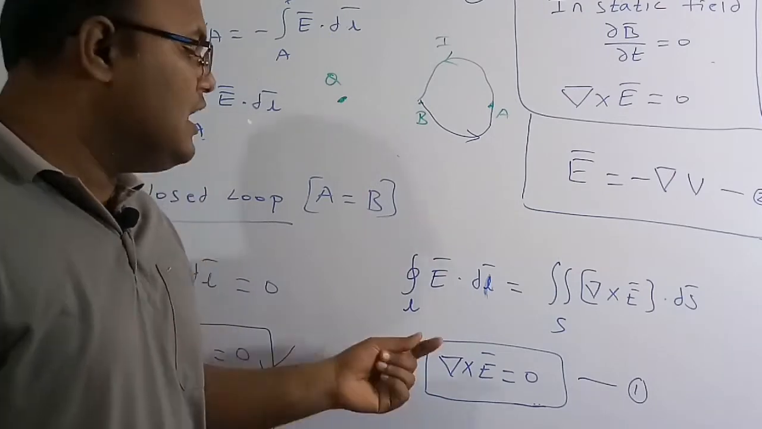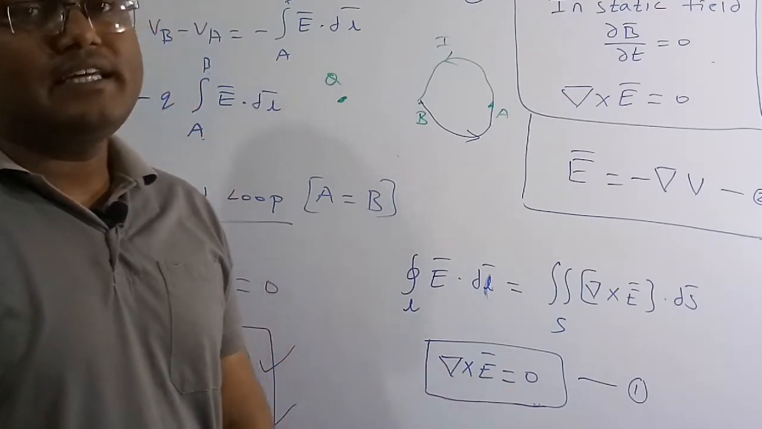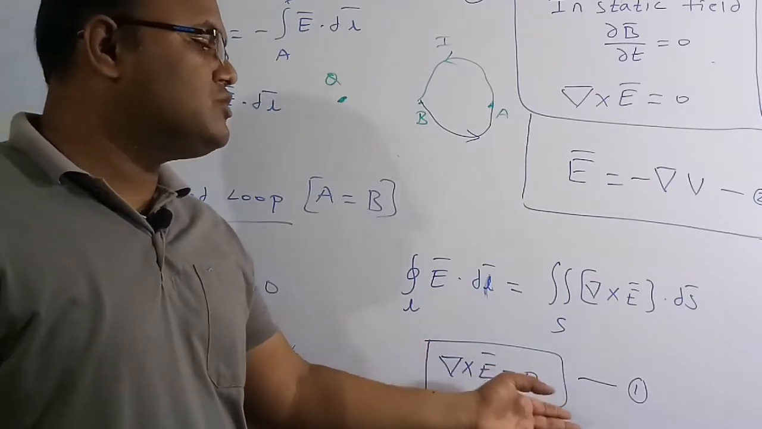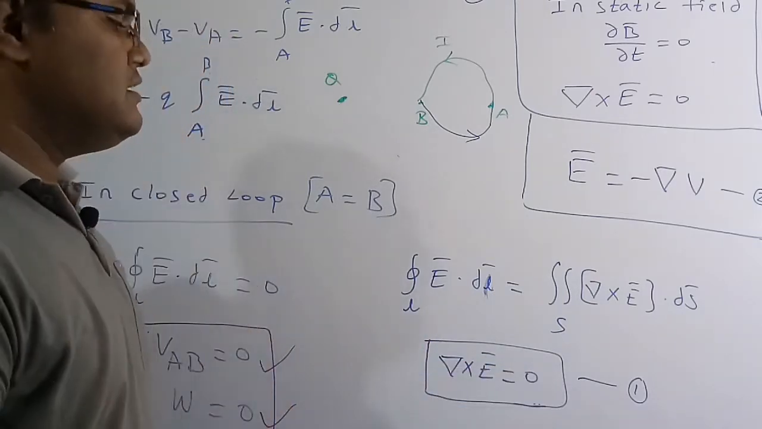So therefore we can say curl of electric field is equal to 0. Yes, this is for electrostatic electric field, always curl of electric field is equal to 0, and this is statement 1. Yes, statement 1 is correct.